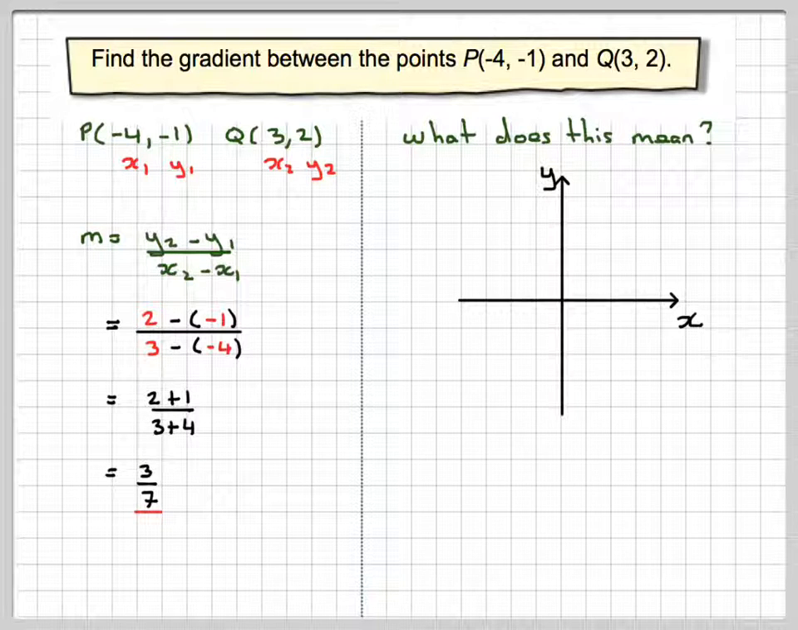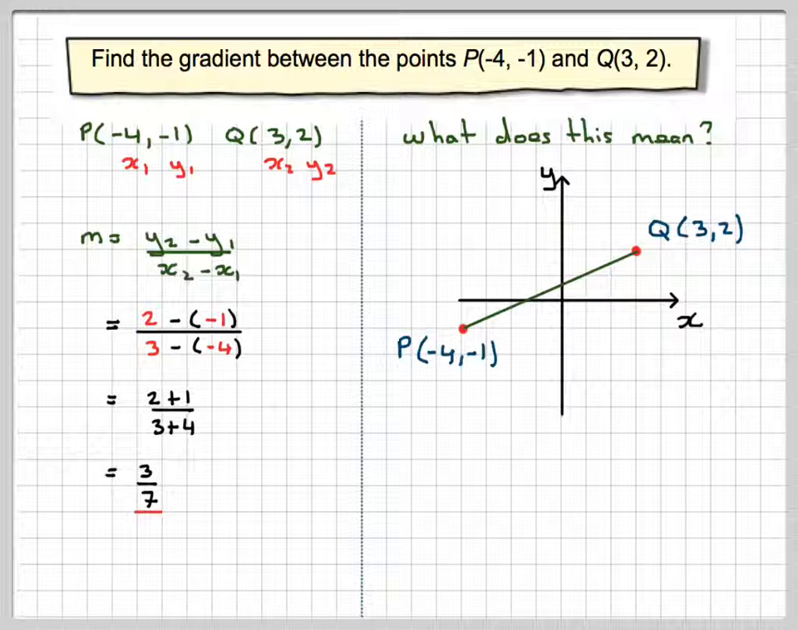Well, if we draw a set of axes, so maybe we label the axes x and y, and let's plot these points on. So we've got -4, -1. We're going to call that the point P, and Q is 3, 2, so it's going to be there. We're going to call that the point Q. We'll join them up with a line.